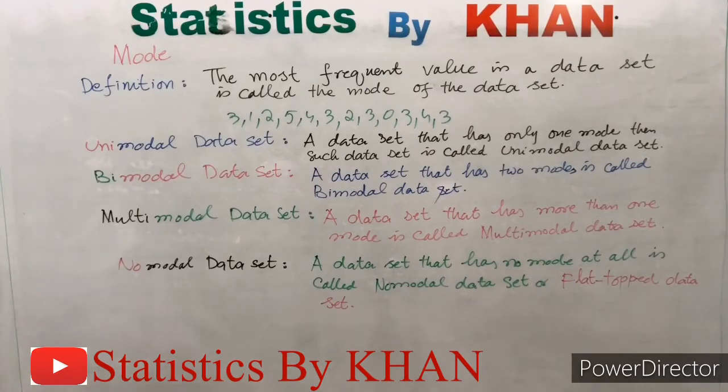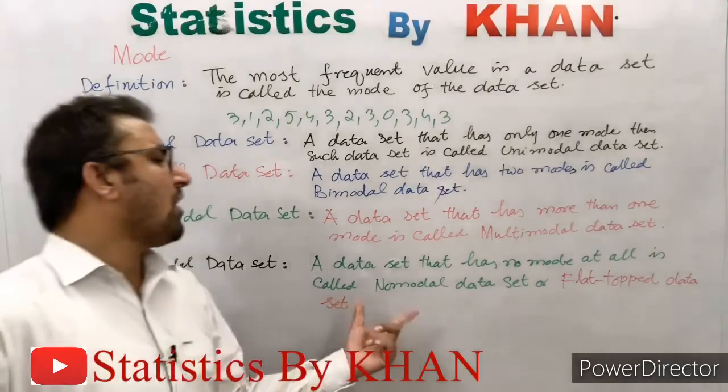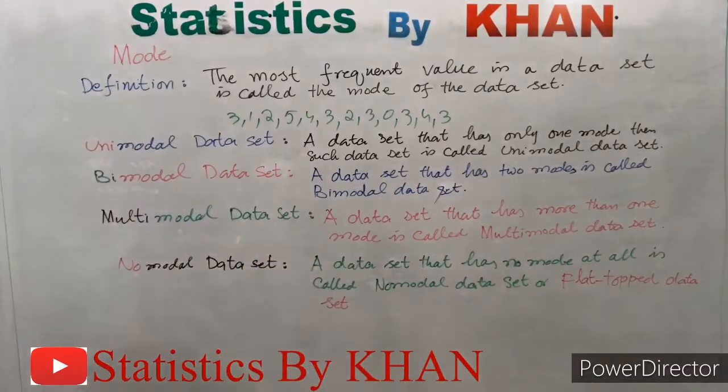So this is a situation in which all the observations have occurred an equal number of times. So in that case, our data set might be having no mode at all. So this is a special case in which the number of repetitions for each of the observations is identical or equal or the same. So in that case, the data set might be having no mode at all.